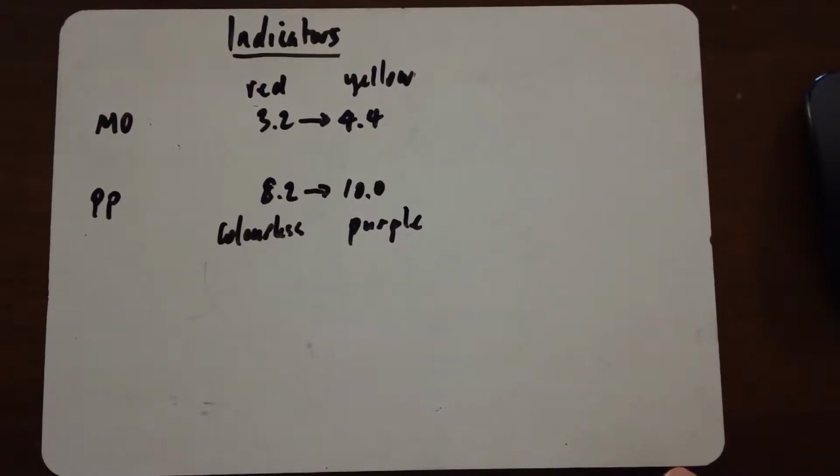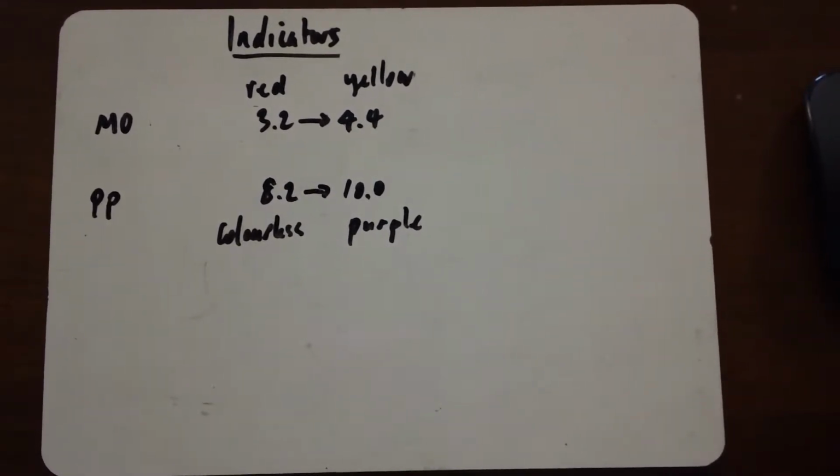Indicators. You may, in your chemistry career so far, have used indicators such as phenolphthalein. You may have used or will have used universal indicator, but there's actually dozens, if not hundreds of individual indicators that you can use. Universal indicator is just a combination of several different indicators that change colour at specific pHs.